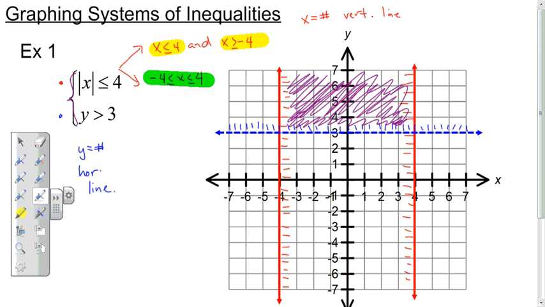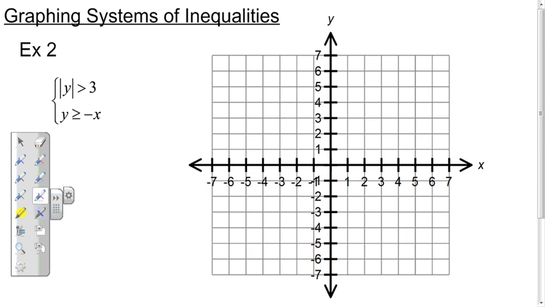So let's look at this next example. I think it has absolute value in it as well, but I tried to make it a little bit different. Okay, similarly, I'll do the top one in red. I'll do the bottom one in blue. And you need to see immediately that the top one is in fact two statements.